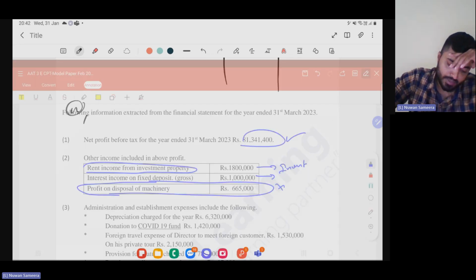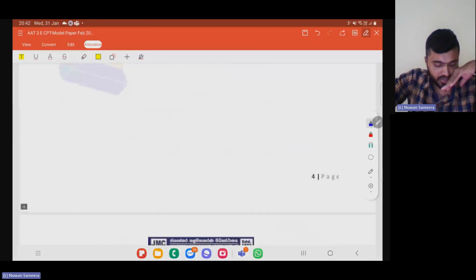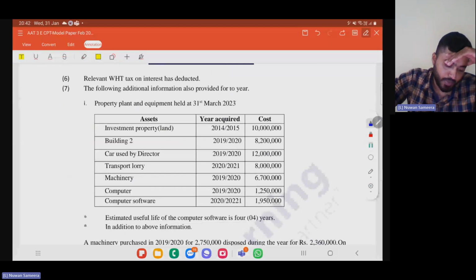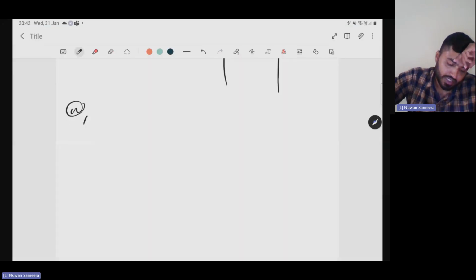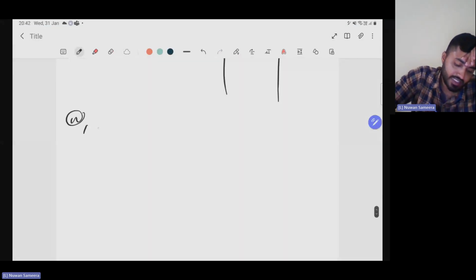For this disposal gain, we have to calculate the working. So what is the disposal gain for tax purpose? We have to go to the property, plant and equipment note on 31st March 2023. Estimated useful life of computer software is 4 years and all this information. A machinery purchased in 2019 for 2.75 million was disposed during the year for 2.36 million. On this transaction, the accounting profit was adjusted to the profit before tax. Yes, that is the accounting profit. So here you can take the sales consideration. This is the way you can calculate profit for tax purpose.